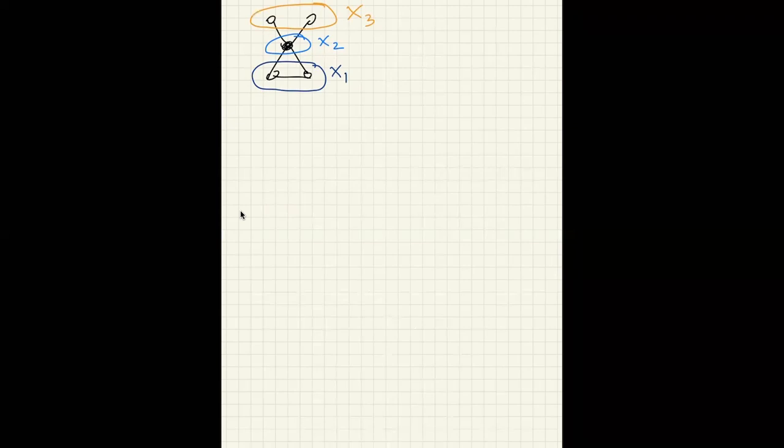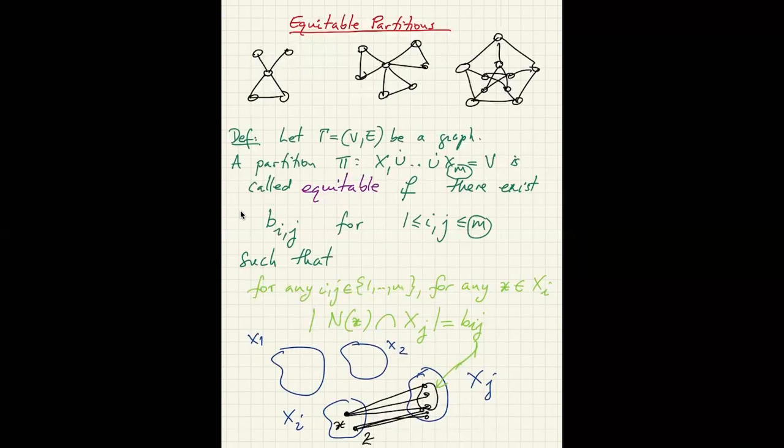One more thing is an important parameter that's associated with this partition. It is a matrix in which we put all these bij's. That matrix B, which is formed by these bij's for i and j between 1 and m, is called the quotient matrix of this partition.